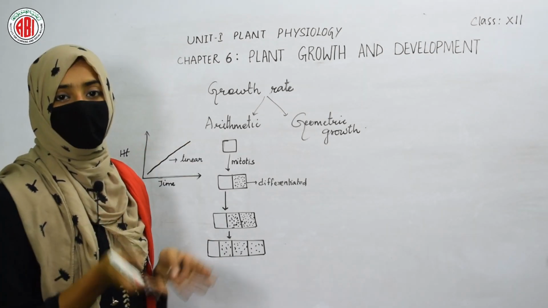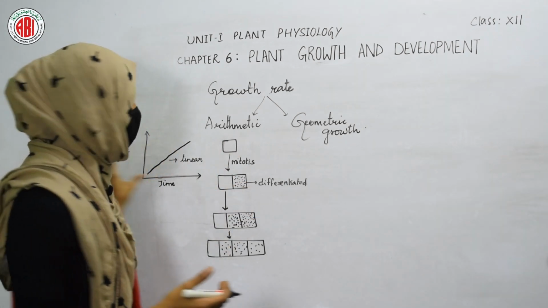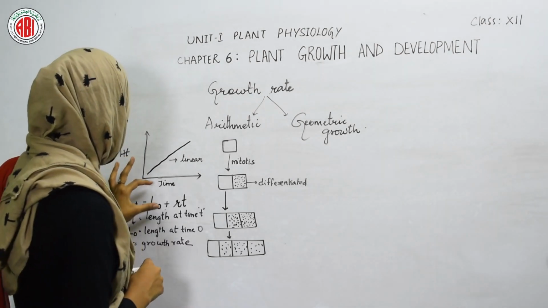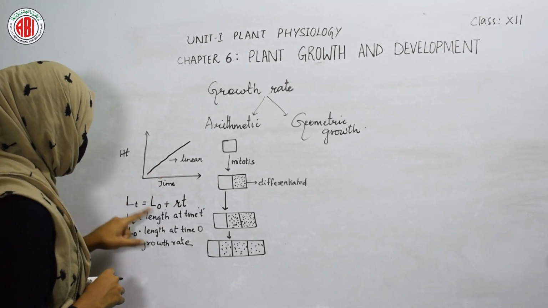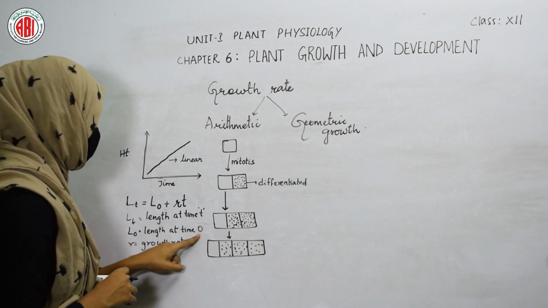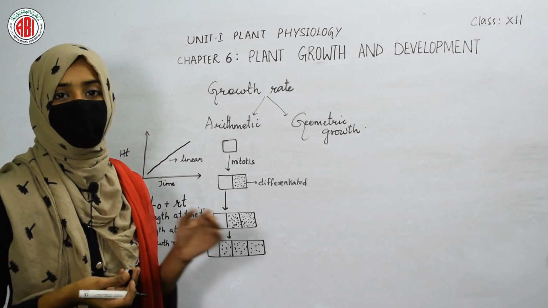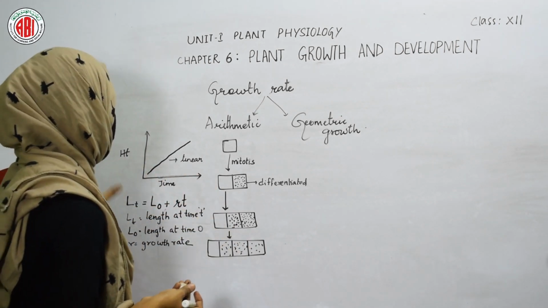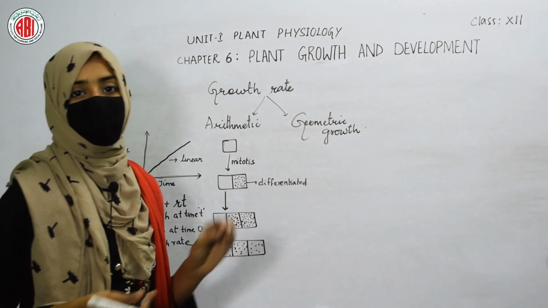One equation is also given to calculate the arithmetic growth of the plant. That equation is Lt equals L0 plus rt. Here Lt stands for length at time t, L0 is length at time 0, and r is the growth rate, or the elongation that takes place per unit time. By using this relation, we can easily calculate the arithmetic growth of the plant.